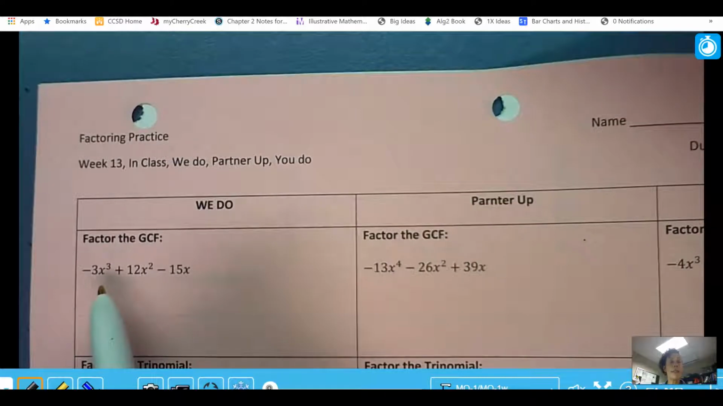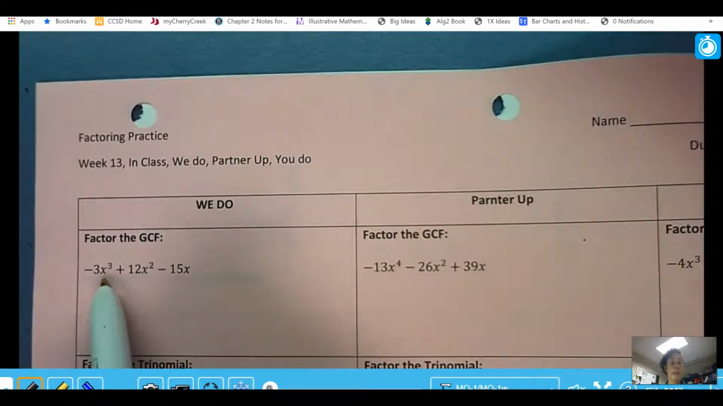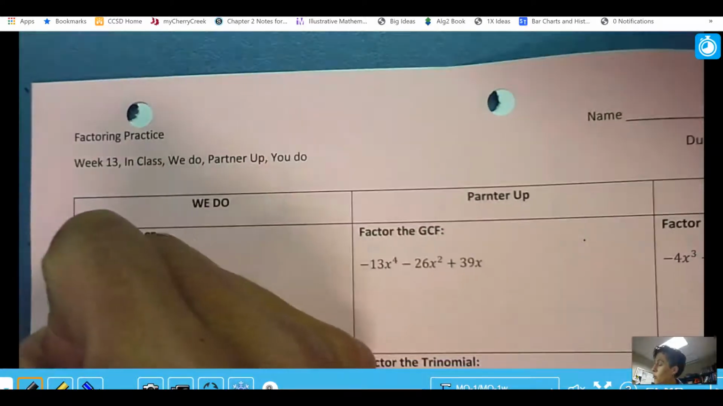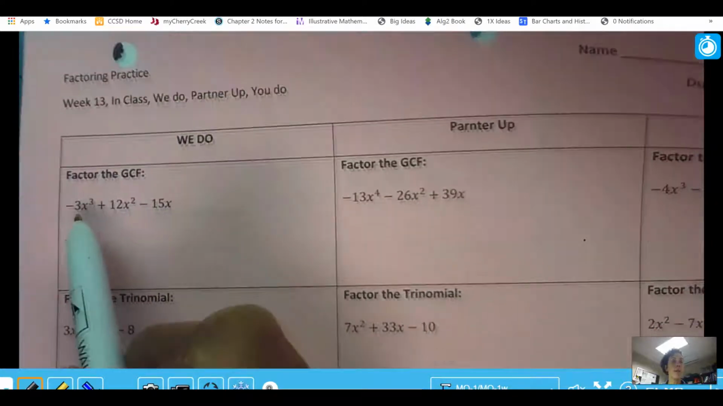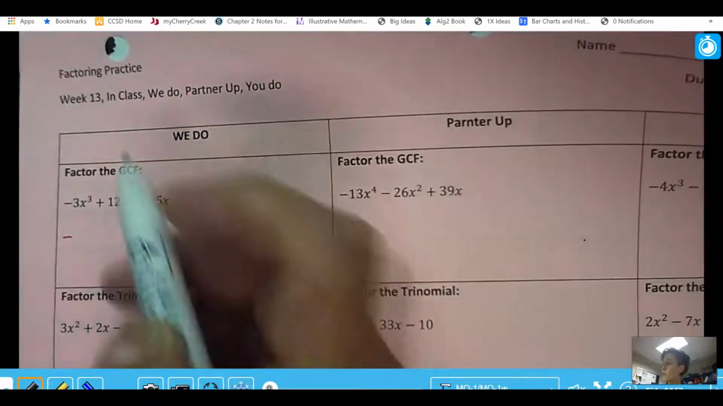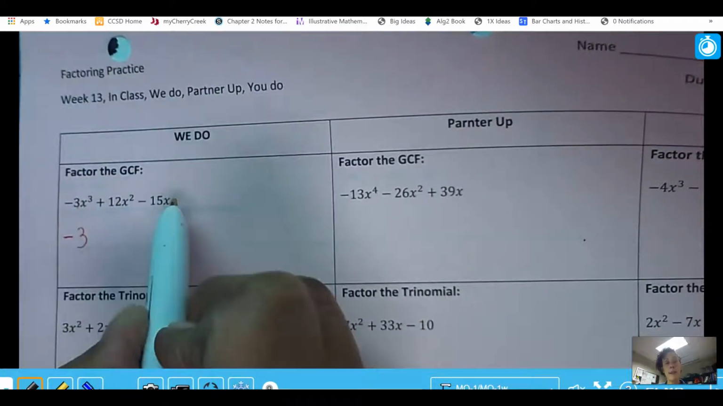In factoring the GCF, what we want to do first, I believe everything on here is in standard form, but we always want our leading term to be positive. So as soon as it starts out negative, we'll at least be factoring out a negative. And now I'm going to check out the numbers. So what number goes into 3, 12, and 15? Well, that would be a 3. I always look at my smallest number and see if it will go into the other two.